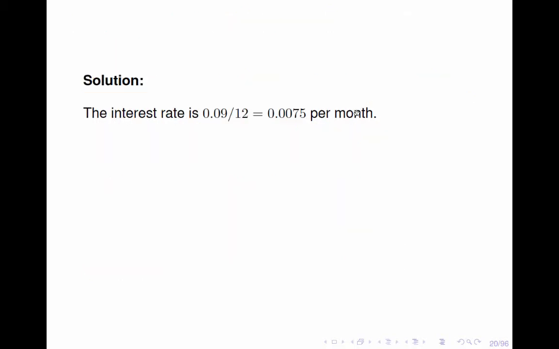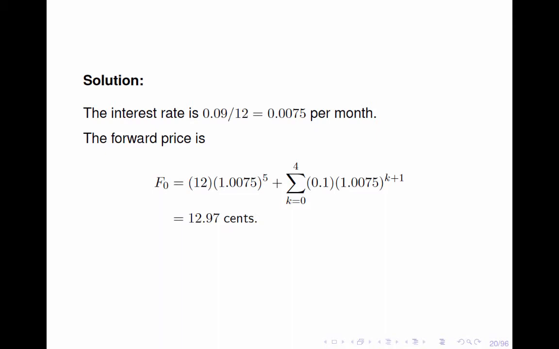First, given that the interest rate is 9% per annum with monthly compounding, the interest rate per period is 0.0075. Thus, the projected future value of the current spot price is 12 times 1.0075 raised to the power of 5, and that of the carrying cost for each period k is 0.1 times 1.0075 raised to the power of 5 minus k plus 1. Summing them up, we get the 5 months forward price, which is 12.97 cents per pound.